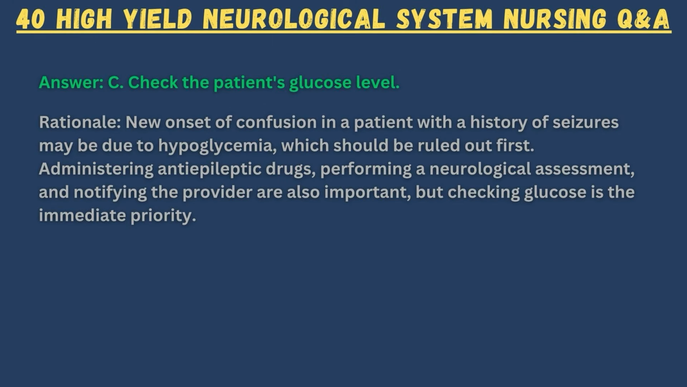Answer. C. Check the patient's glucose level. Rationale. New onset of confusion in a patient with a history of seizures may be due to hypoglycemia, which should be ruled out first. Administering antiepileptic drugs, performing a neurological assessment, and notifying the provider are also important, but checking glucose is the immediate priority.